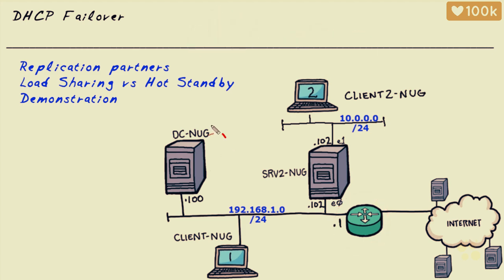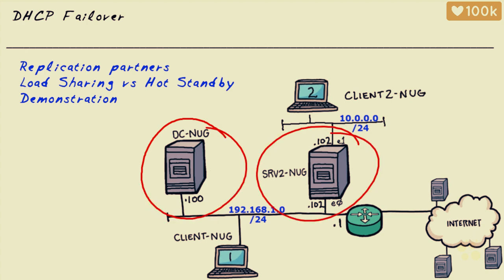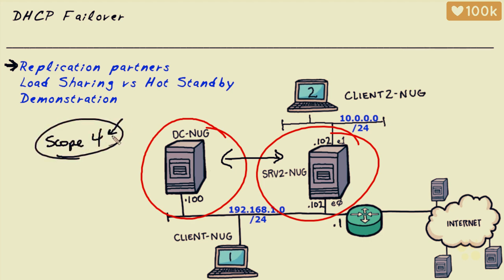If we have two DHCP servers like DC-NUG and server 2, we can actually configure them as a failover pair to work together. So that implies some type of ongoing chit-chat or communication between the two. It also implies replication. So if we have a scope, let's call it scope 4. And by the way, while we bring up 4, the replication currently is only supported for IPv4. It's not supported for IPv6.